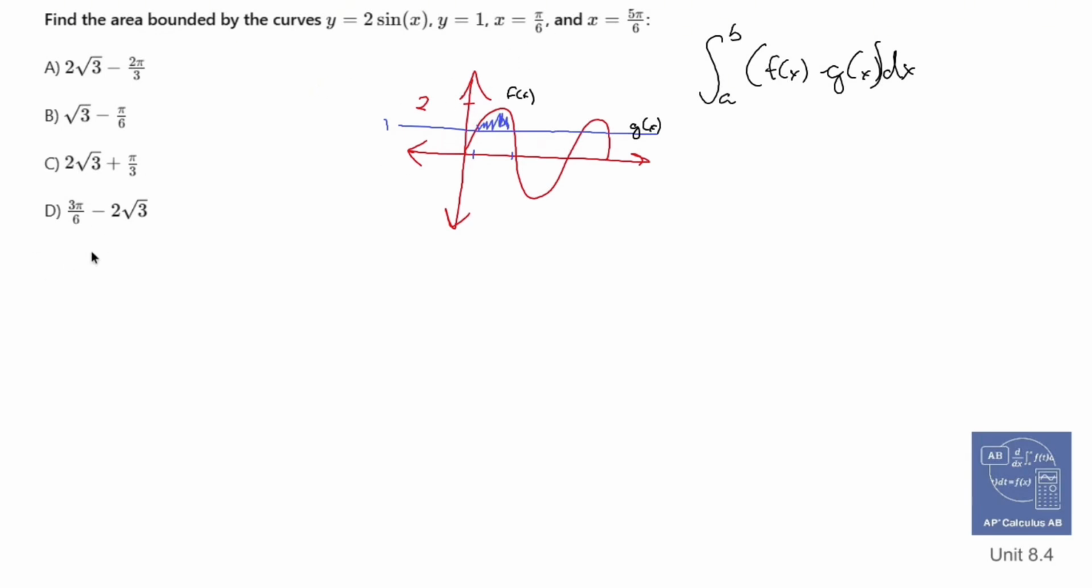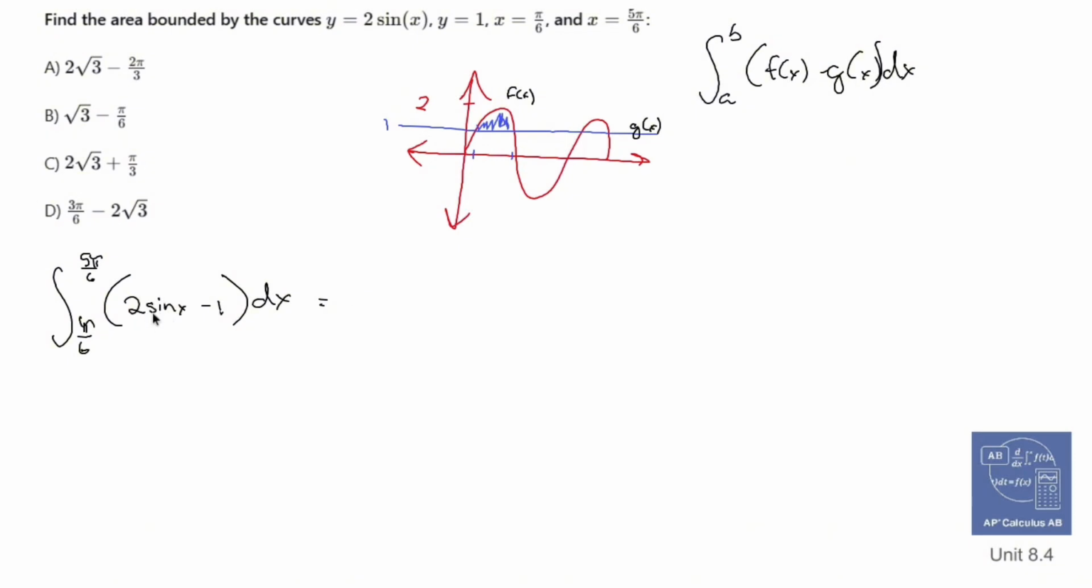So now that I have everything that I need, I can set up my integral, which is going to be the integral from pi over 6 to 5 pi over 6 of 2 sine x minus 1 dx. Okay, we can just integrate immediately.